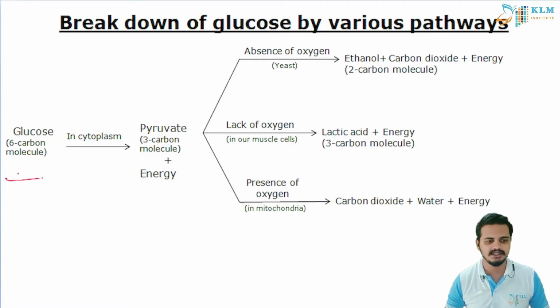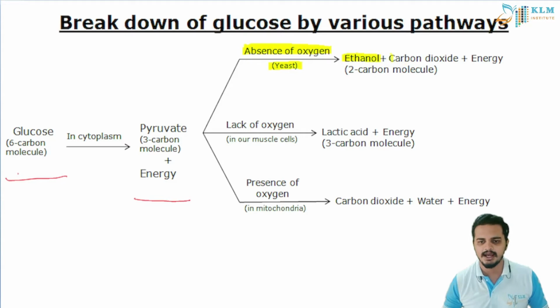You can see glucose is broken down into pyruvate and energy. When you convert pyruvate, the three processes change. In the absence of oxygen, this is a very easy way to remember, that's why I'm giving it in this form. Where does it happen? In yeast. In the absence of oxygen, ethanol is produced. And also there is the production of carbon dioxide.